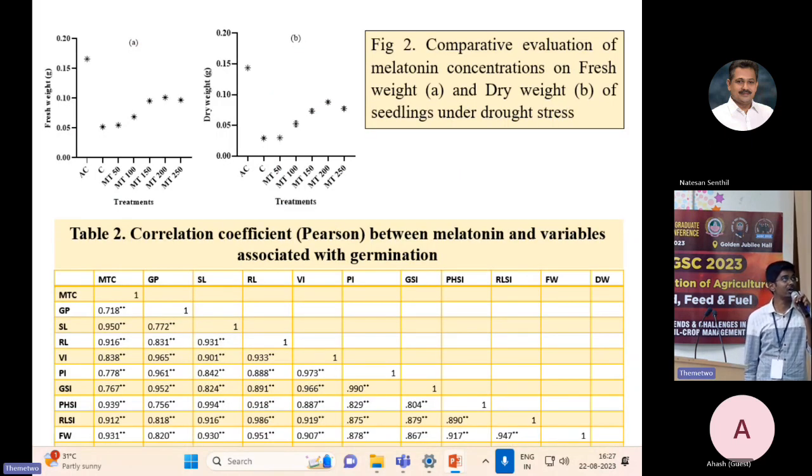Then coming to the seedling fresh weight and dry weight, they were increased with the help of melatonin treatments, whereas the control treatments did not show any significant difference from melatonin 50, that is a very low melatonin concentration. This shows the positive correlation between the melatonin concentration and seedling parameters like germination percentage, shoot length, root length, and vigor index. So how do the seedling fresh weight and dry weight get enhanced at the melatonin concentration of 200? Mainly by improving the basic germination and the vigor parameters. This is how melatonin improves the seedling fresh weight and dry weight finally.